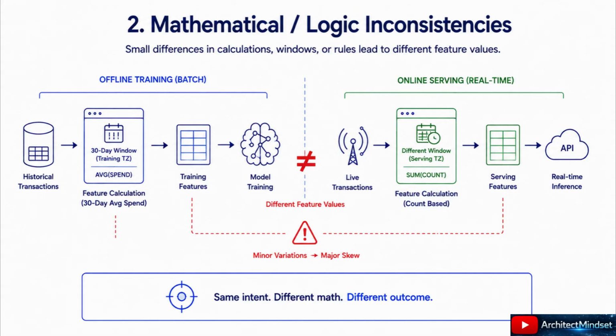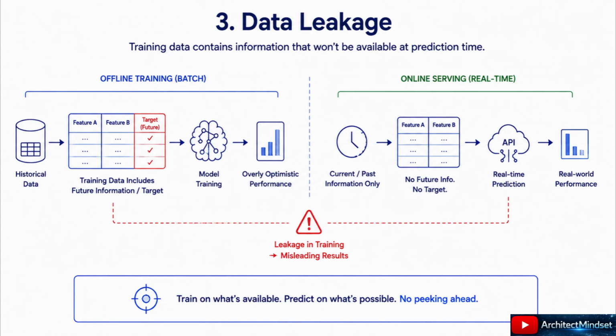Second reason is mathematical or logic inconsistencies. Minor variations in handling missing values, time zones, or aggregation windows can produce different feature values. For instance, the training pipeline may calculate a 30-day average spend, while the serving pipeline uses a different formula based on raw transaction counts. Third, data leakage.